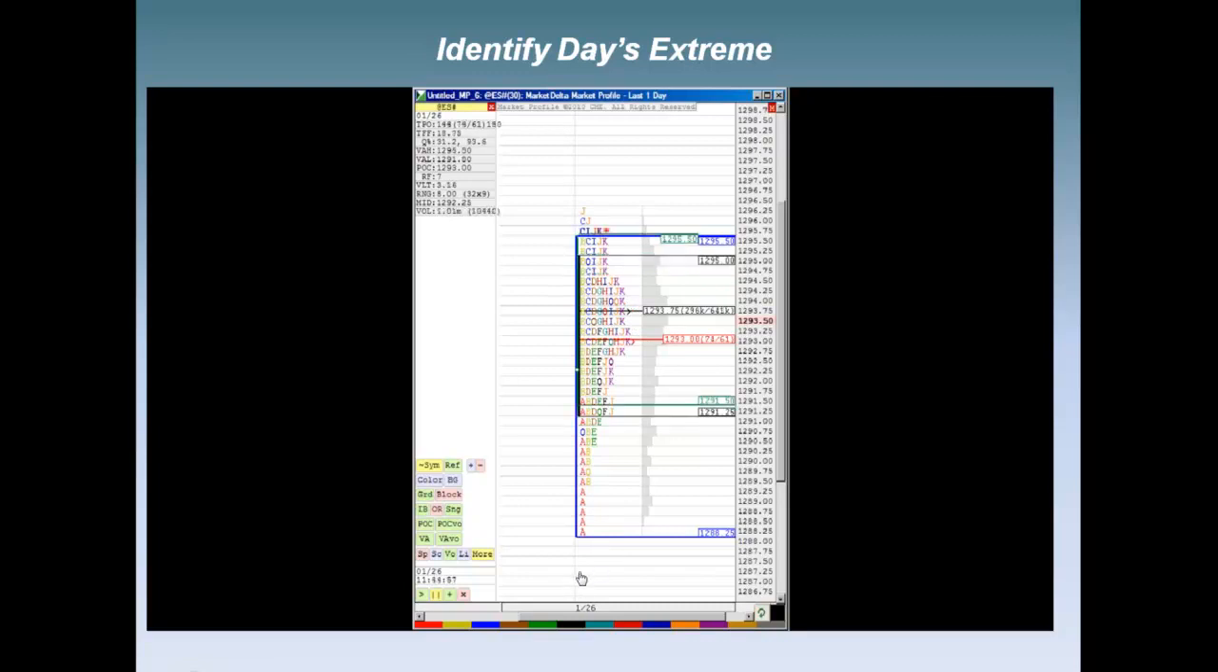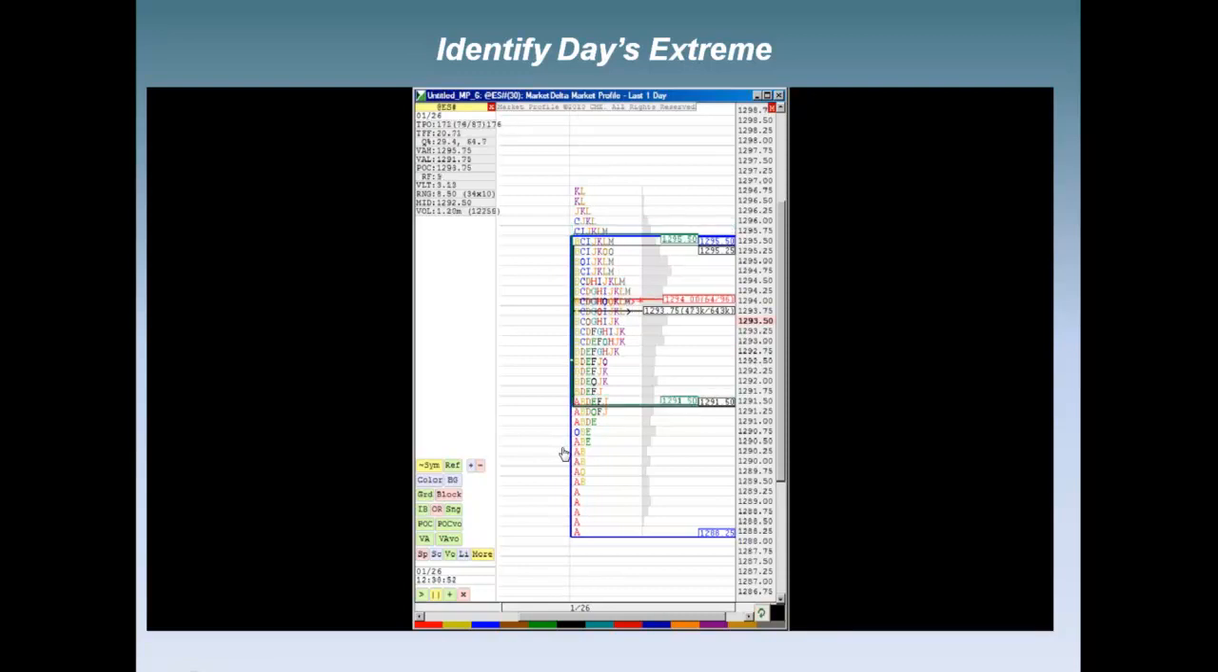Sure enough, our day is about to close, and we never did break the low that we determined very early on, and we're continuing to trade in the higher part of the value range.